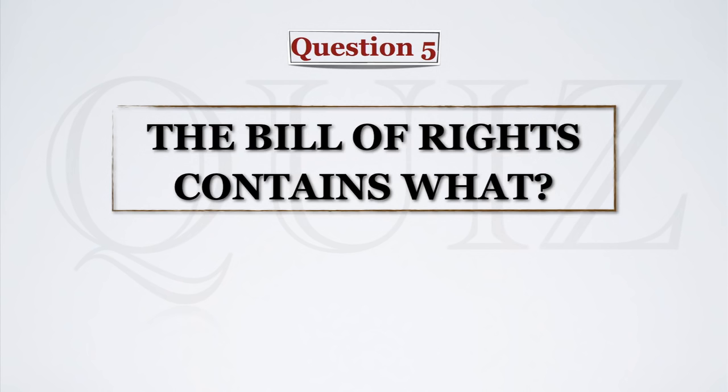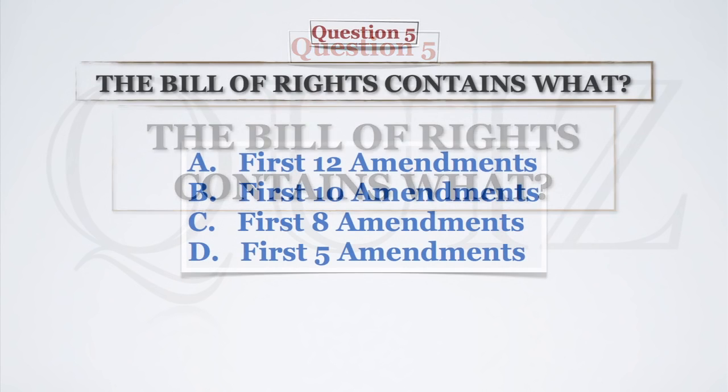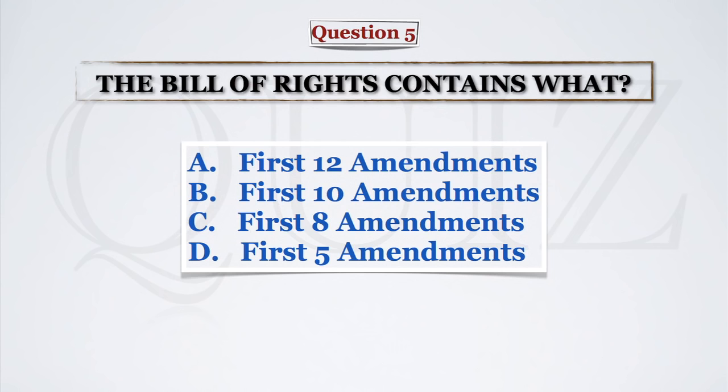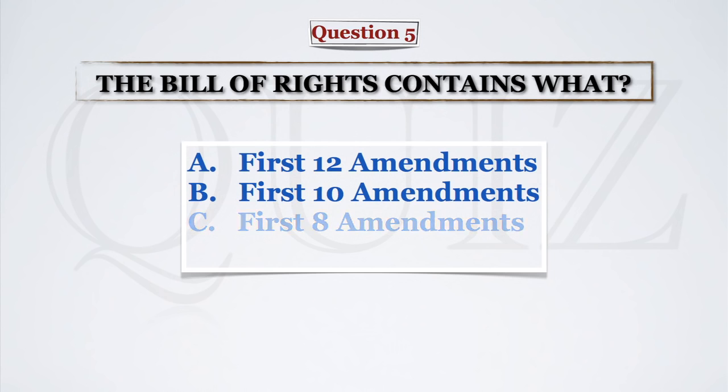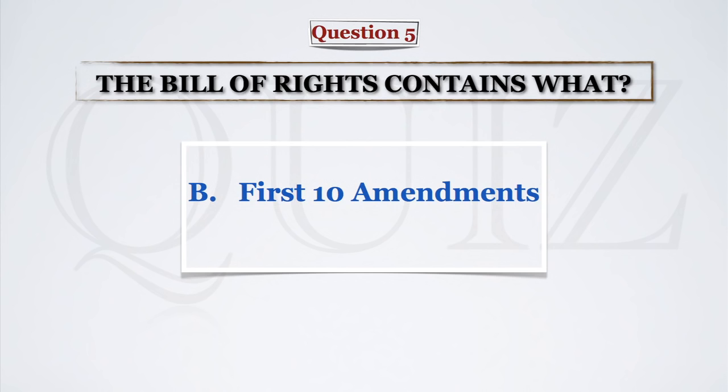Question 5. The Bill of Rights contains what? A. The first 12 amendments. B. The first 10 amendments. C. The first 8 amendments. Or D. The first 5 amendments. The answer is B. James Madison submitted 12 originally, but only 10 were ratified.